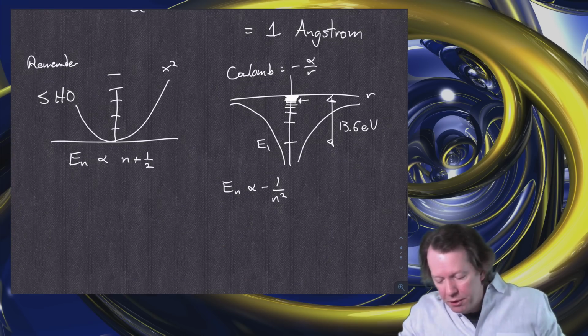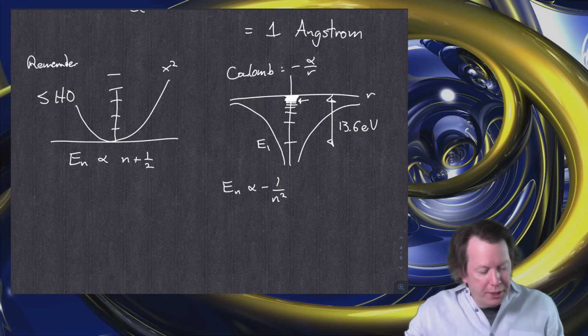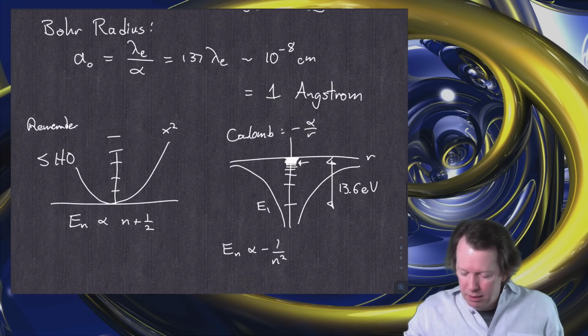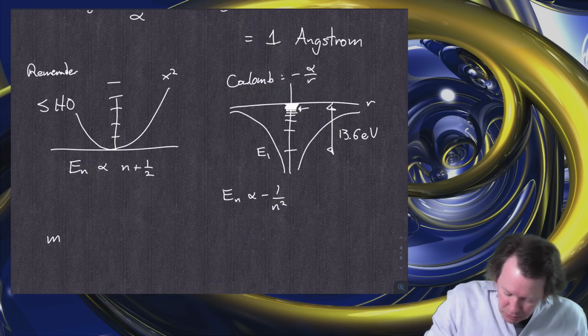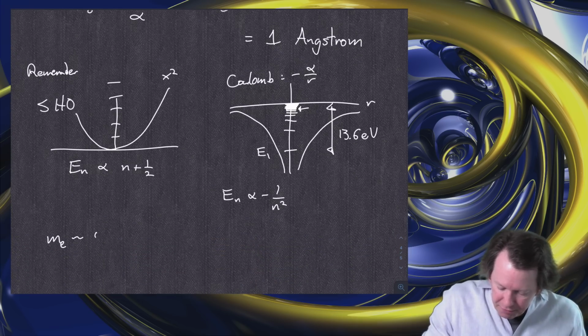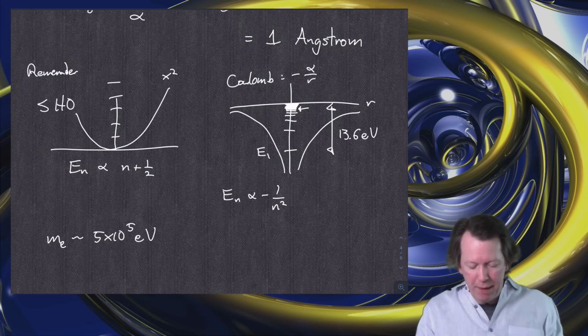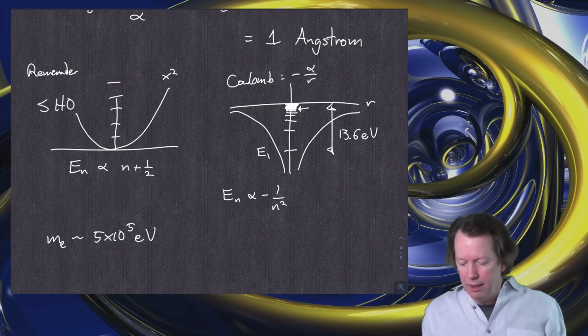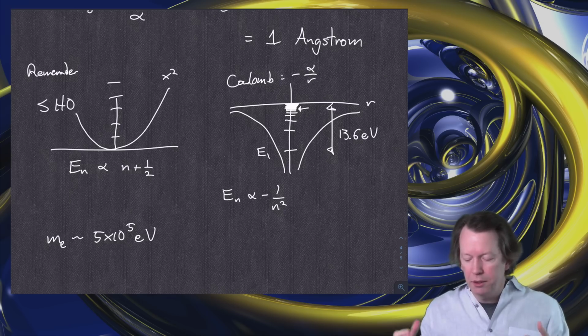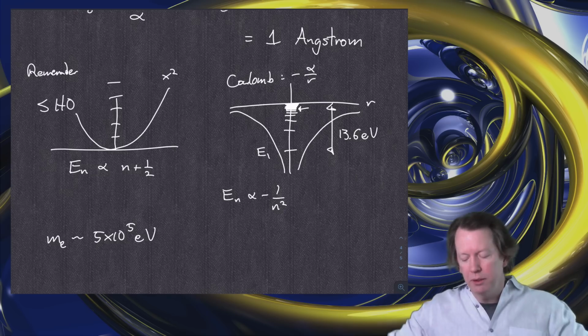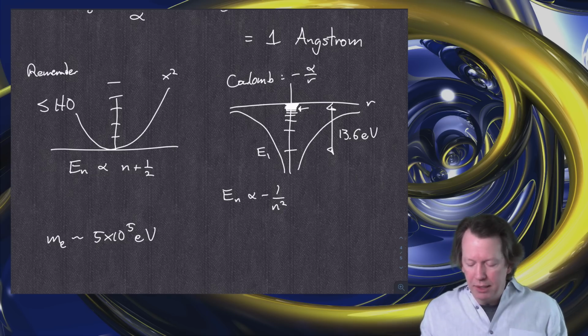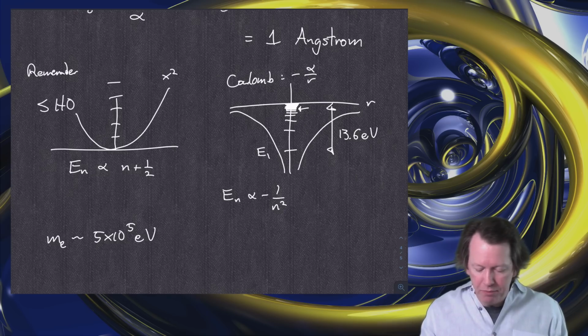Now this number, 13.6 eV, where did that come from? I mean, remember the mass of the electron is something like 5 times 10 to the 5 electron volts. So there's another big hierarchy here between the mass of the electron and the energy. The binding energy, 13.6 eV, is the binding energy or the ionization energy of an electron in a hydrogen atom. Where did that come from?